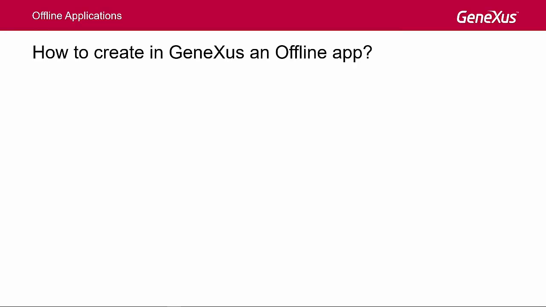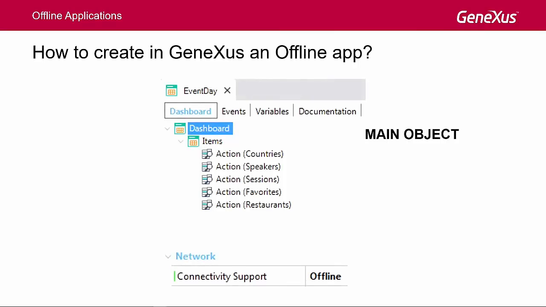So far, we've seen online, partially online, and offline applications. How do we build an offline application using GeneXus? If we want an application to run offline, we must set the connectivity support property of its main object to offline. This value enables the application to be generated offline. Also, the necessary native code will be generated for the application to be run without invoking the REST services of the web server.